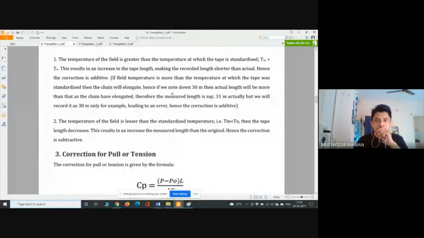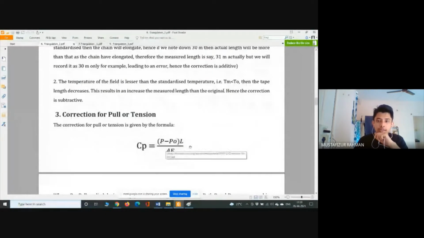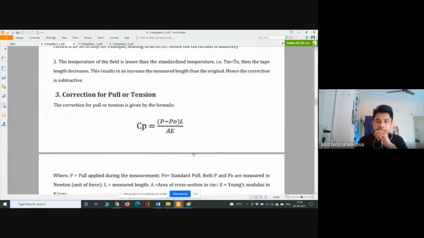Okay, I have given two few lines, please see those. Correction to pull. Now this formula, you know this formula from strength of materials, right? This is the linear axial expansion or contraction, push or pull, right? In our case, if we are giving pull that is greater than the standard pull. So P is the pull that we are giving and P naught is the standard pull, right?